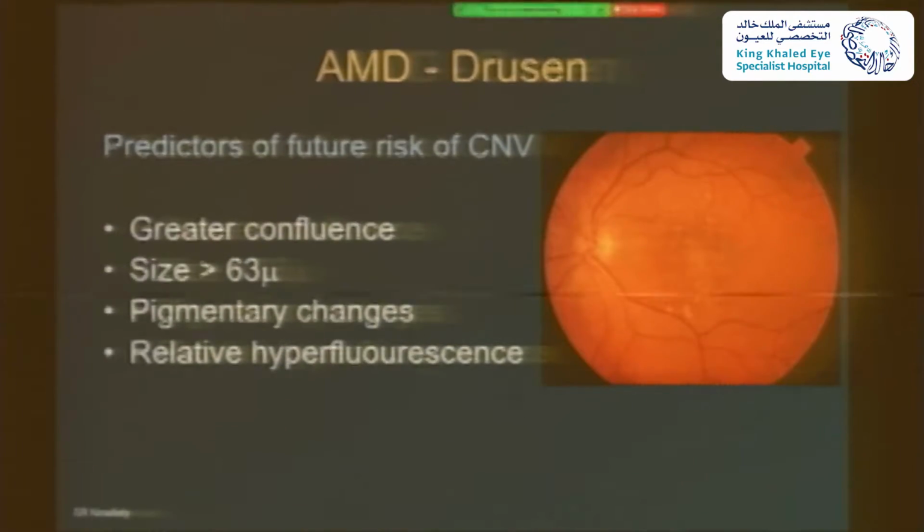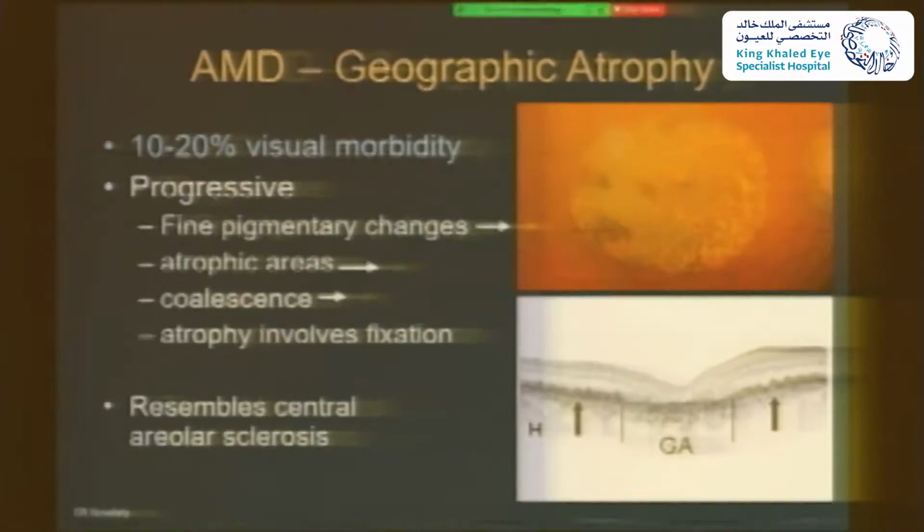Pigmentary changes and relative hyperfluorescence also are signs that predict a higher possibility of getting choroidal neovascularization in the future. Also pseudodrusen, but reticular pseudodrusen, which are subretinal drusenoid deposits, are also associated with higher risk for developing CNV. Now, I'm not going to talk about that now. This comes in another lecture.